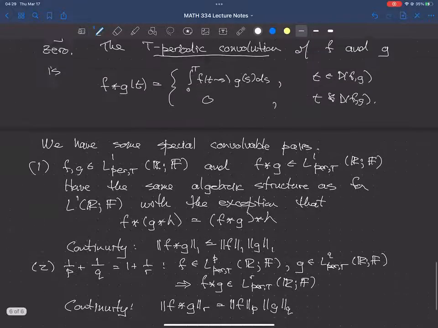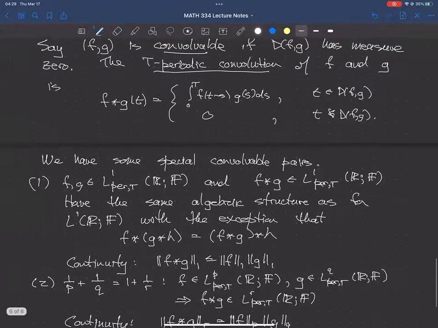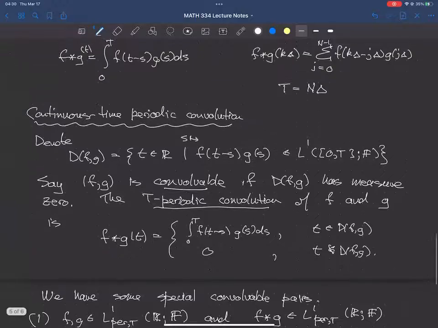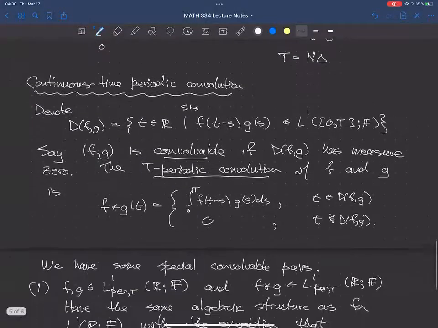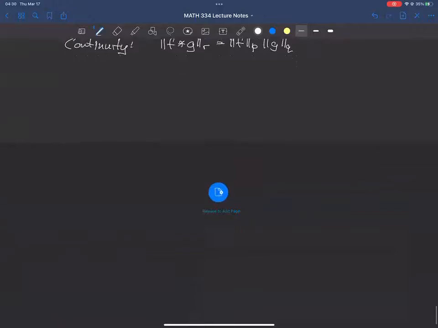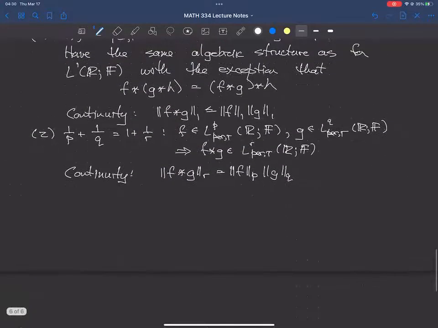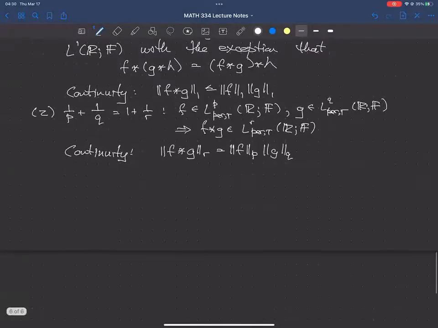Okay, so up to me writing down repetitively all the things I already wrote down for the aperiodic case, that's continuous time periodic convolution. All right. Then there's discrete time periodic convolution, which is dull.